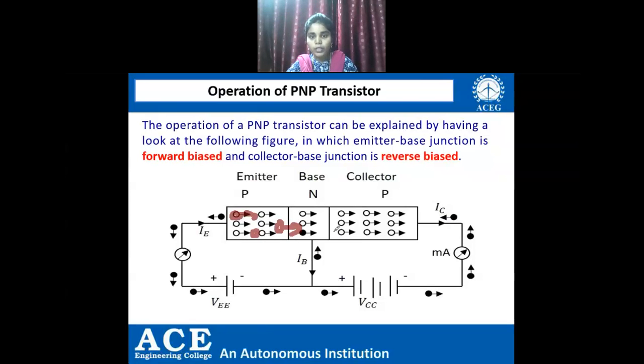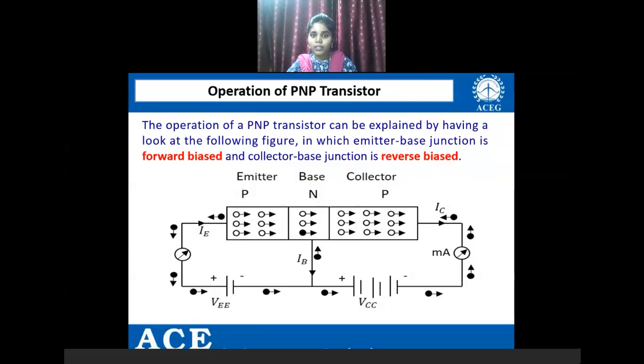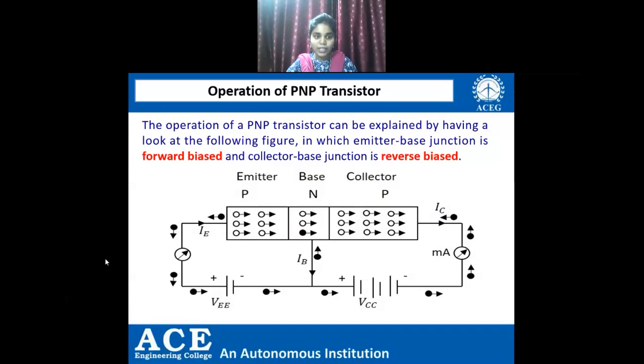Whenever holes are going towards N, what do we know about the base region? The base region is a region where the width is less, and it is lightly doped. Base width is less compared to our emitter and collector, and also it is lightly doped compared to our emitter and collector. As it is lightly doped, two holes are going to combine with the electrons present in my N, that means the base region. And the remaining holes are going to travel to the collector.